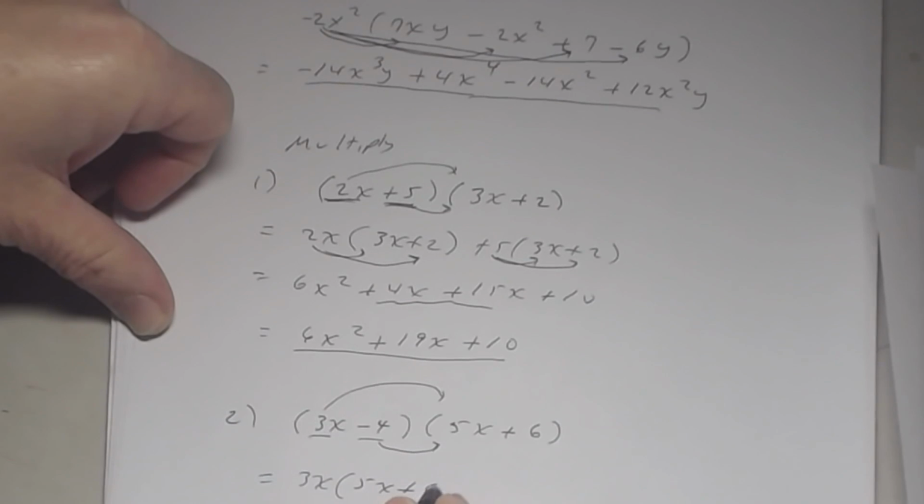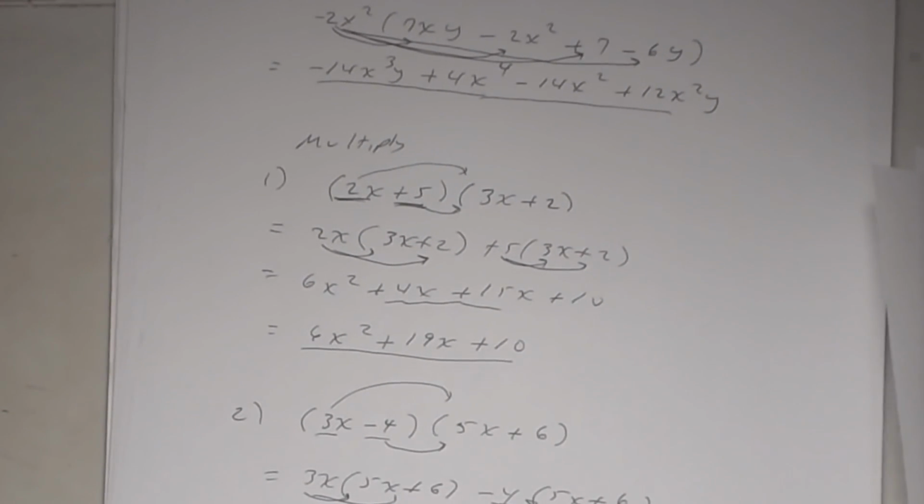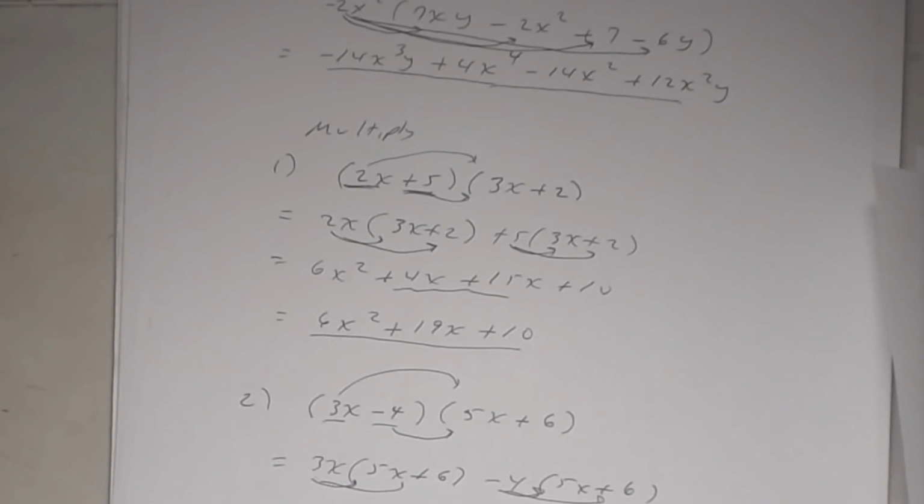5x plus 6. Now what's the other term that's in the first? Negative 4. Negative 4 times what? 5x plus 6. And now distribute. So what's 3x times 5x? 15x squared. What's 3x times 6? 18x. What's a negative 4 times 5x? Good. What's a negative 4 times a positive 6?